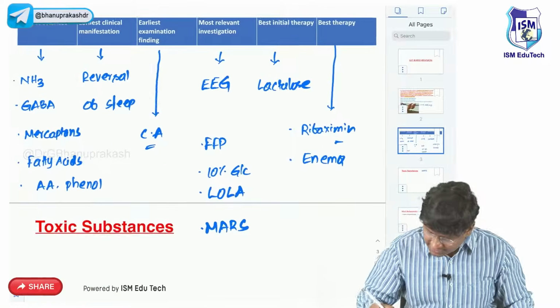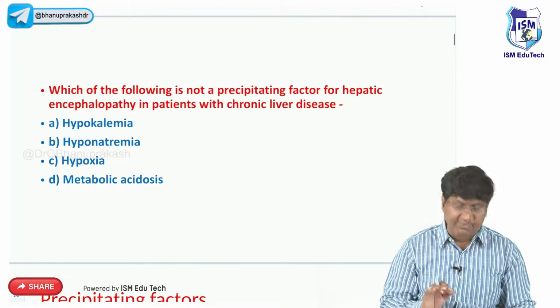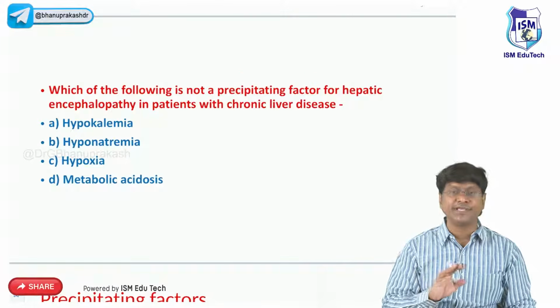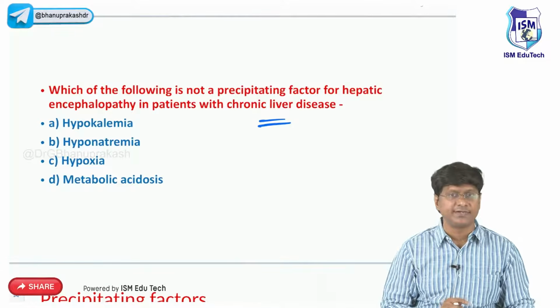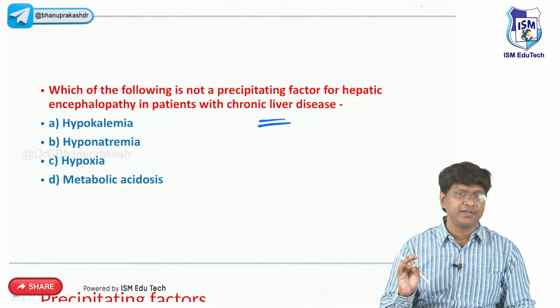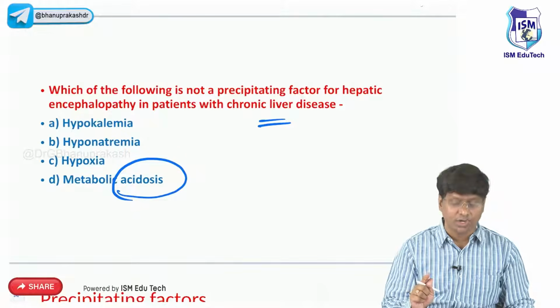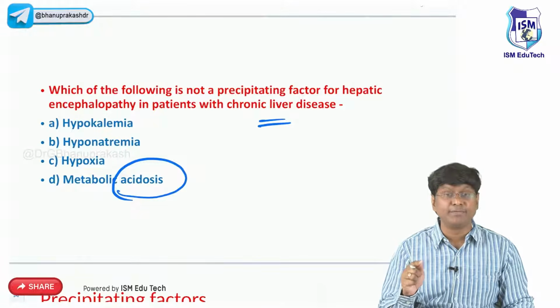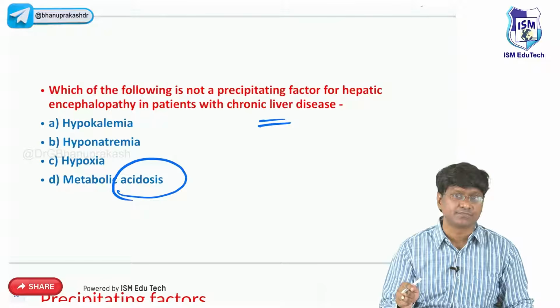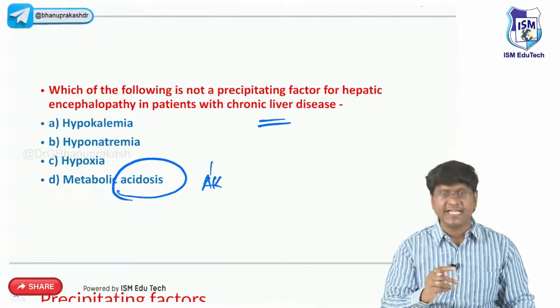And one question that was asked previously related to hepatic encephalopathy is about the precipitating factors. Which of the following is not the precipitating factor for hepatic encephalopathy in patients with chronic liver disease? Hypokalemia, hyponatremia, hypoxia, metabolic acidosis. Please remember, metabolic acidosis will not cause precipitation of hepatic encephalopathy. It is metabolic alkalosis which can precipitate the development of hepatic encephalopathy.